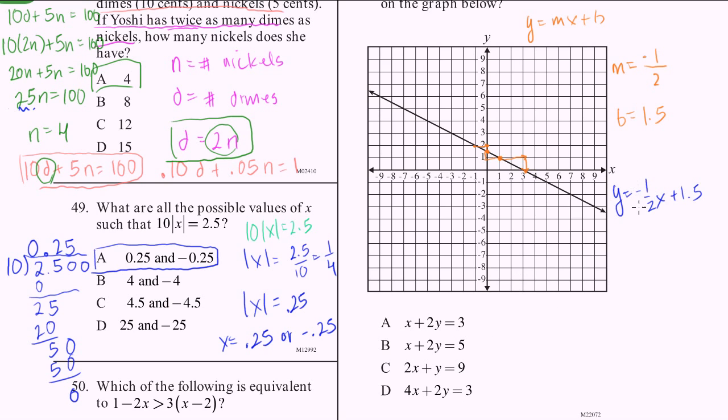Well, the first thing we might want to do is multiply both sides of this equation by 2. So you get 2y is equal to 2 times minus 1/2 x, which is just minus x, and then 2 times 1.5 is 3, plus 3. And then if we add x to both sides of this equation, and I'm doing that to get rid of this minus x on the right-hand side, we get x plus 2y is equal to 3. And that is choice A right there, which was completely equivalent to what we did up here.